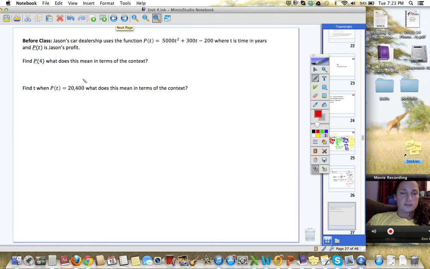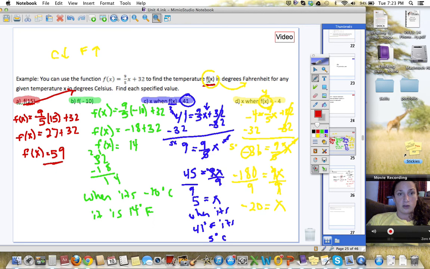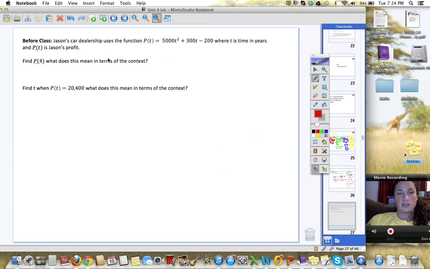So before class, here's a little thing right here. You're telling me, what does P of 4 mean in terms of this context? So instead of me doing the work here, you don't have to necessarily find the specific value. I would prefer that you did find the specific value, so that way you can tell me when this is 4, this is this. But this one is telling you find P of 4. Just kidding. So don't listen to anything I just said. So actually find it and then tell me this, and then actually find this and then tell me what it means in terms of the context.